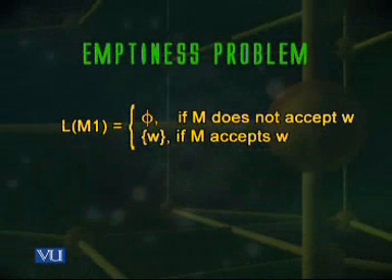But what's the language of M1? Let's have a look. What can we say about L of M1? Well, L of M1 is going to be just the single string W if M accepts W, and it's going to be the empty set if M does not accept W. So we can say that the language of M1 is non-empty if M accepts W, and it's empty if M does not accept W. So the question whether M accepts W or not is the same question as whether the language of M1 is empty or not.